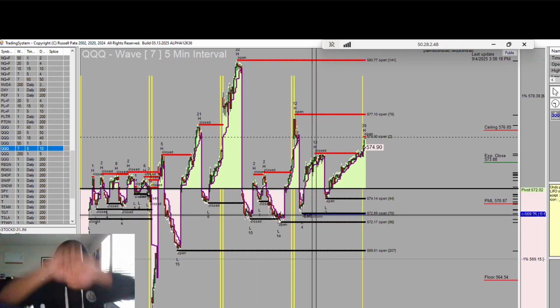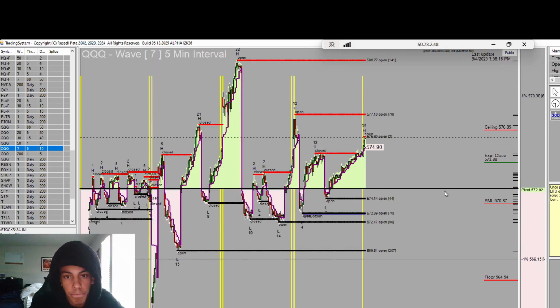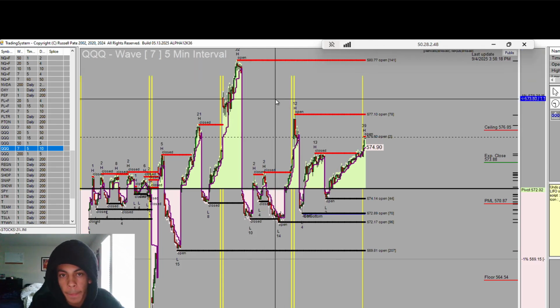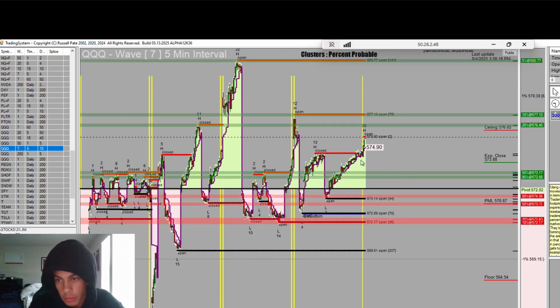So these clusters are just marking out the highs and lows of each of these waves, like previous reversal points. And then you also have the percent odds. So you have the 80, 50, 20, 10, and 5% odds. This is just saying when we're above or below pivot, we reach this point X% of the time. So we reach this point here 10% of the time.